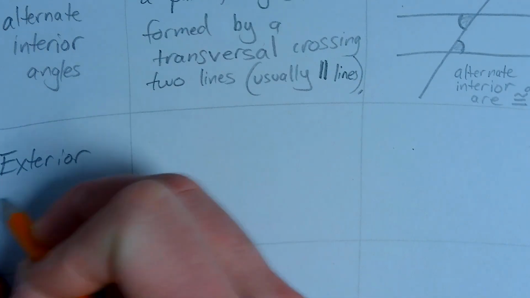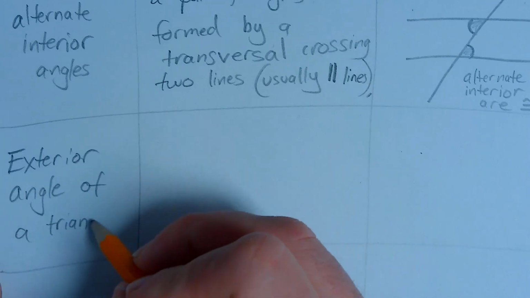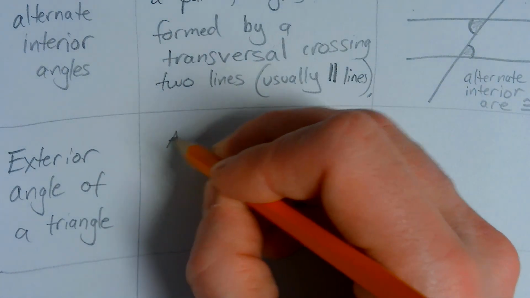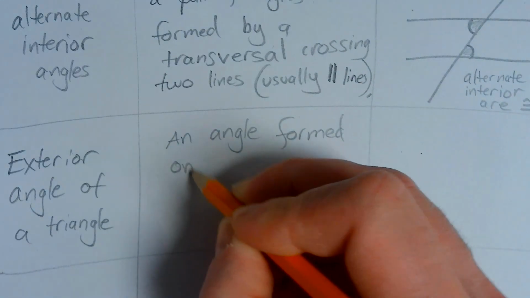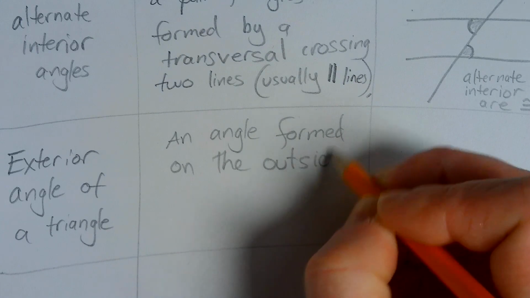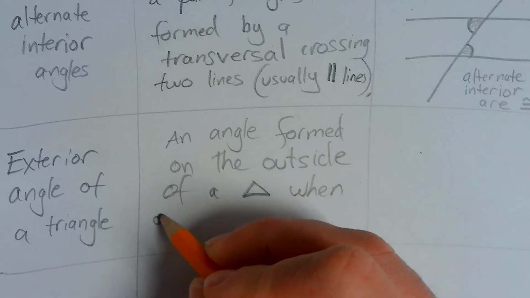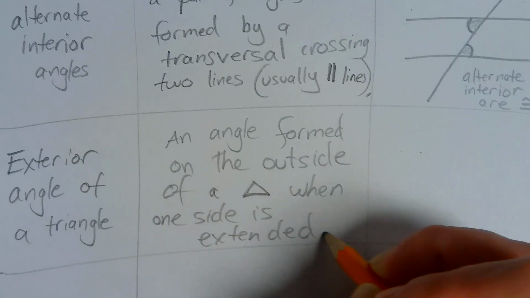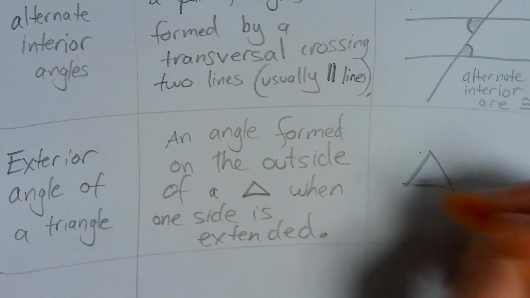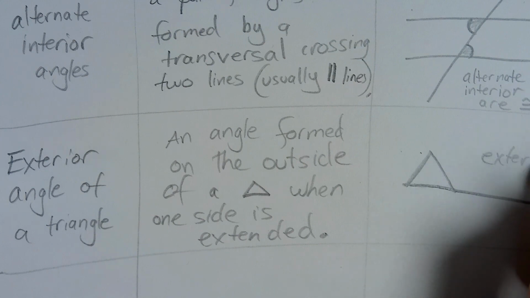Exterior angle of a triangle. Angle formed on the outside of a triangle when one side is extended. Exterior angle.